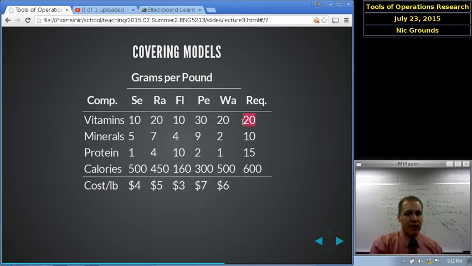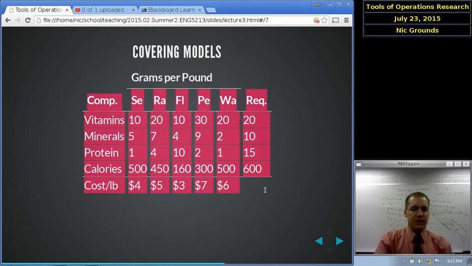And then, of course, we have our requirements. These are our constraints that say you have to have at least 20 grams of vitamins. That is, you need to find the mix of how many pounds of each of these ingredients, such that you at least have 20 grams of vitamins, at least 10 grams of minerals, at least 15 grams of protein, and at least 600 calories. And then obviously for our objective function, we have to pay for those ingredients, right? Per pound, this is how much they cost. Okay.